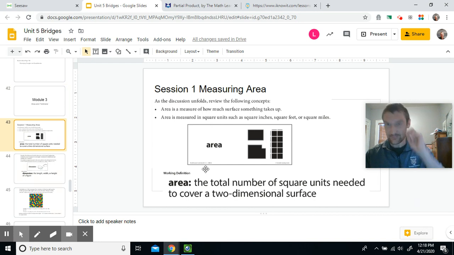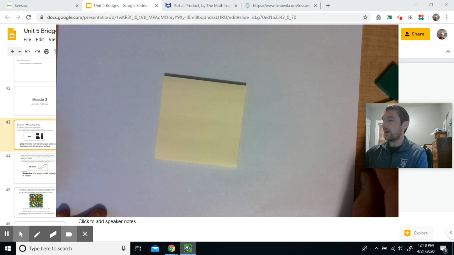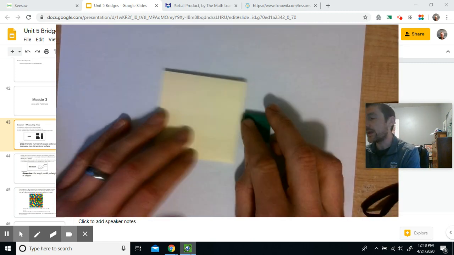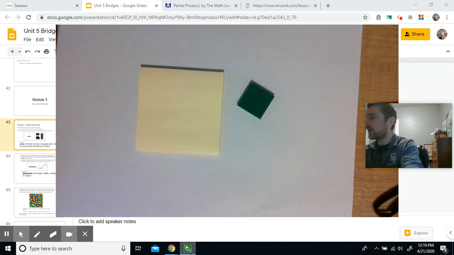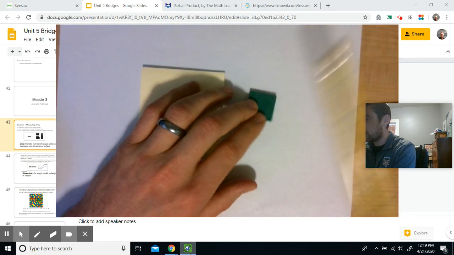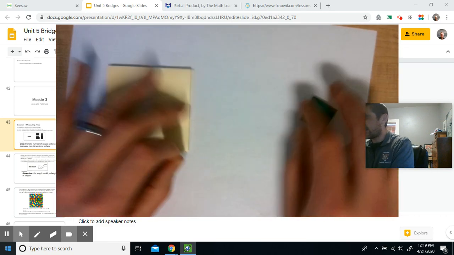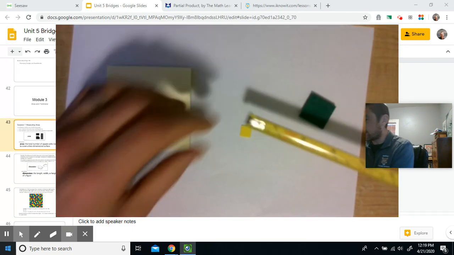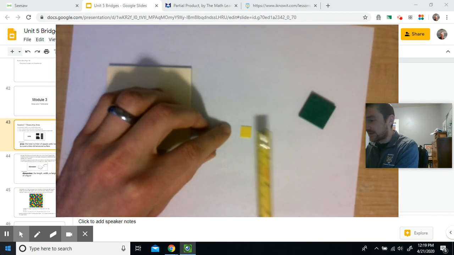So area. Area is the total number of square units needed to cover a two-dimensional surface, okay? So we measure area in square units, okay? So it could be a square unit like this. This is a square inch because it measures an inch on all of its sides. Or you could measure with square centimeters. Now this is a square centimeter because it only measures a centimeter on all its sides, okay?